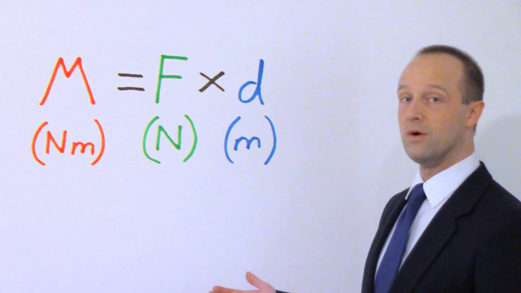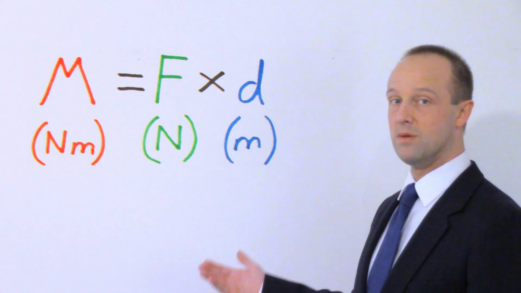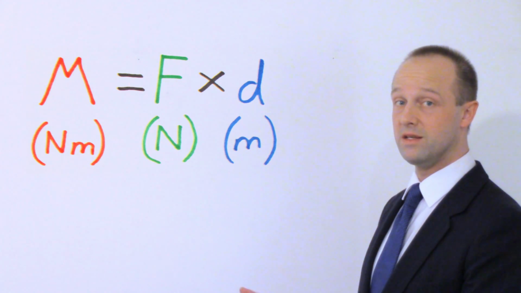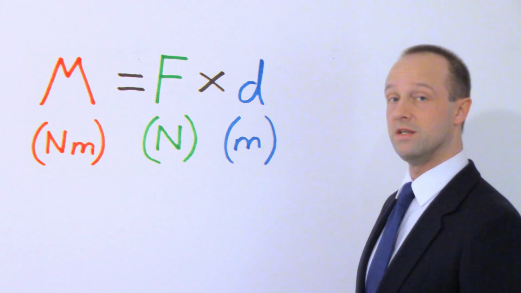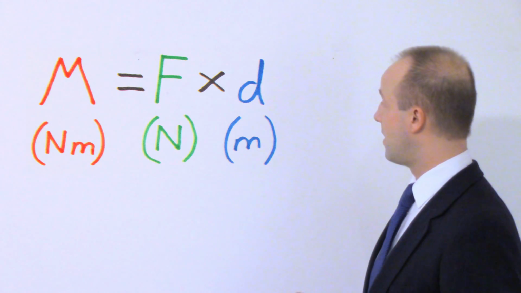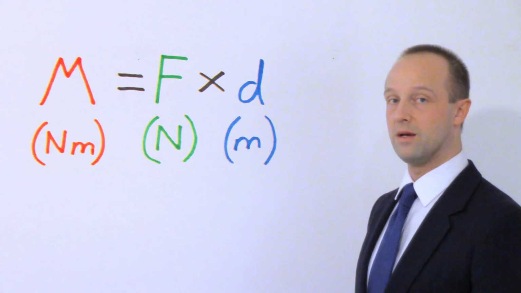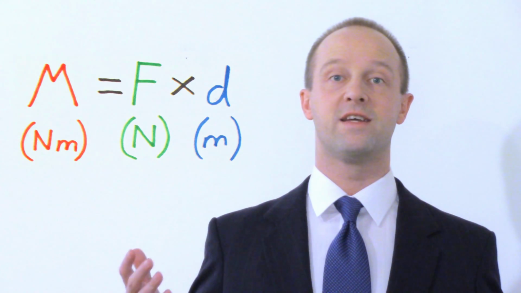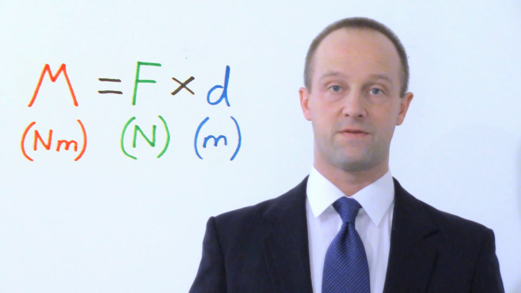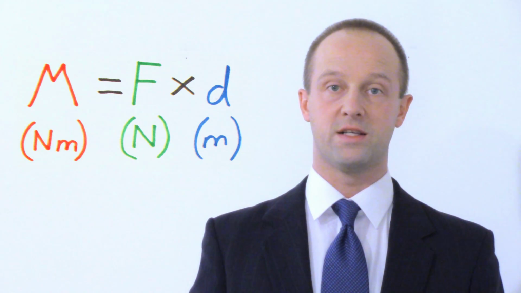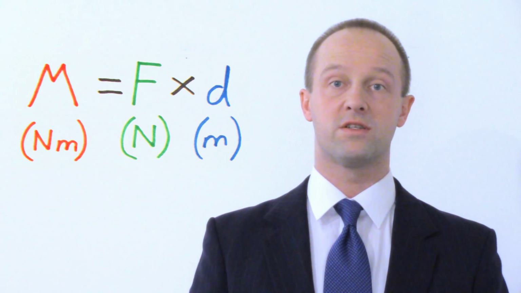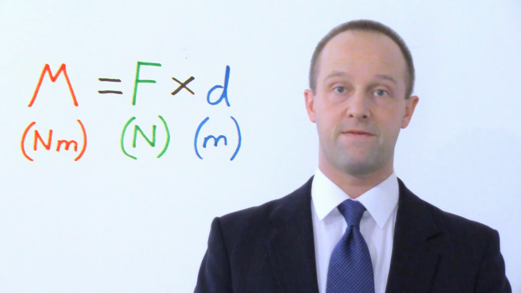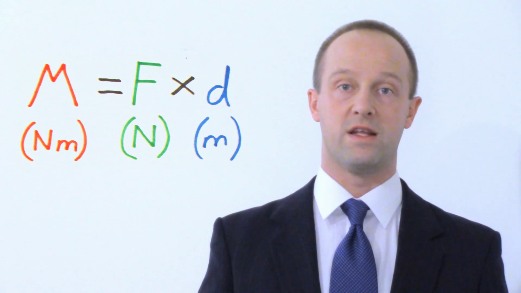So if you know the magnitude of the moment, you know how many Newton meters are being applied, and you know what the size of the force is, you need to be able to figure out what distance that's being applied from the pivot. Conversely, if you know the moment and you know the distance from that pivot that the force is being applied, you need to be able to figure out the magnitude of the force. So it's just a case of, if you know M, you will either need to be able to figure out F or figure out D given the other one.